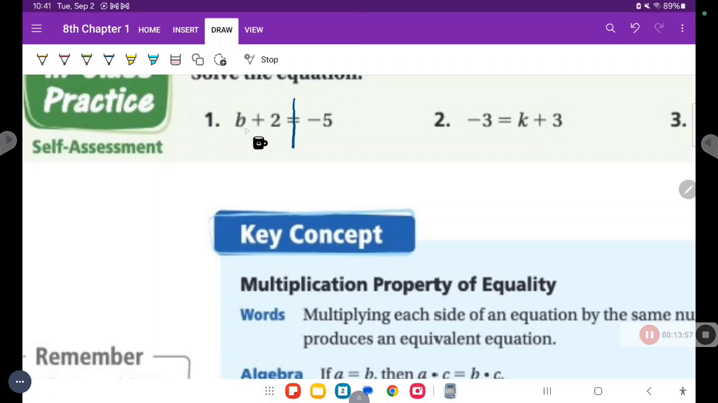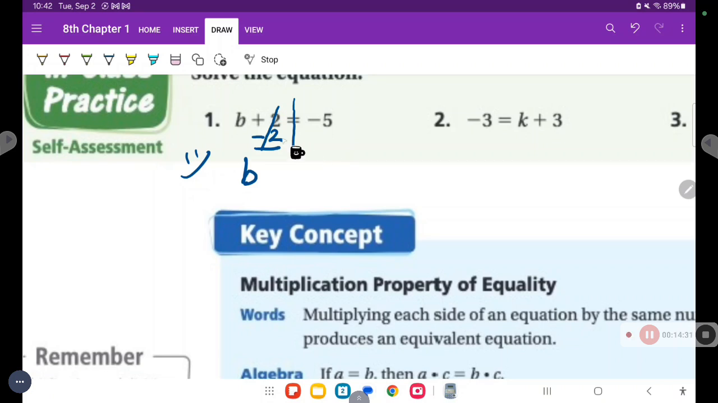2. So on your paper, you added the 5 over to this side. Right? Do you understand? B wants to be alone, so we have to get rid of this thing that's next to him. So all the people that did that, pay attention. We want to subtract the 2 because that's going to cancel out, and B will now be so happy because he's all alone.